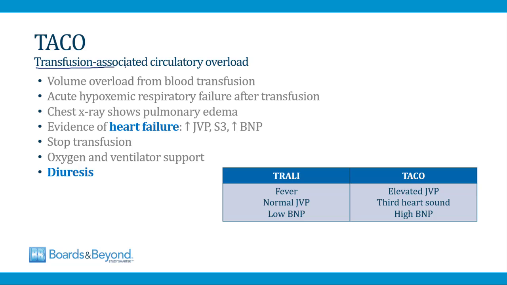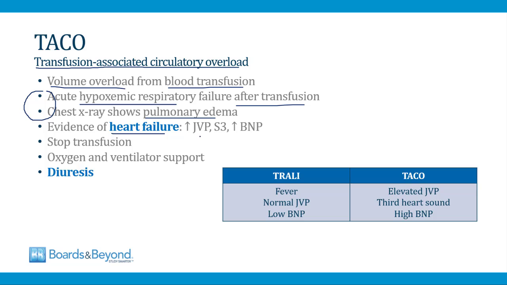TACO refers to transfusion-associated circulatory overload, and this basically means volume overload or heart failure from a blood transfusion. When you transfuse blood products, you add volume to the body, and in some patients that can lead to volume overload and pulmonary edema. This presents as acute hypoxemic respiratory failure after a transfusion, and the chest x-ray will show pulmonary edema. Now these features look just like TRALI, but the thing that you will see in TACO that you don't see in TRALI is evidence of heart failure.